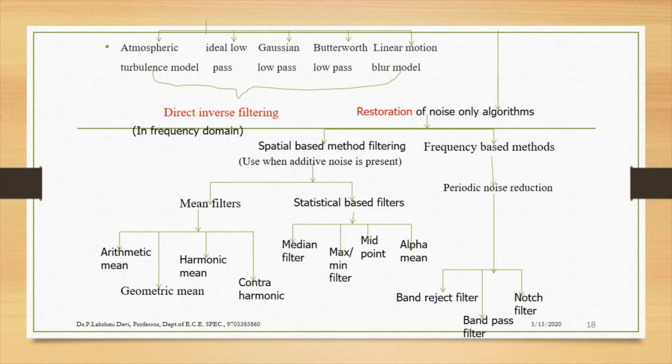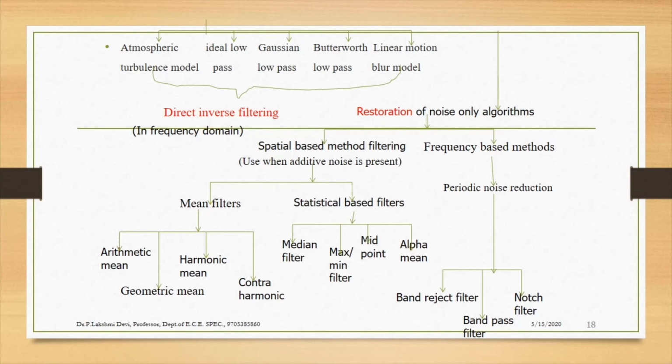Under periodic noise reduction concepts, we have three basic types of filters: band reject filters, band pass filters, and notch filters. The names band reject and band pass by themselves explain the meaning of calling these filters band pass and band reject.